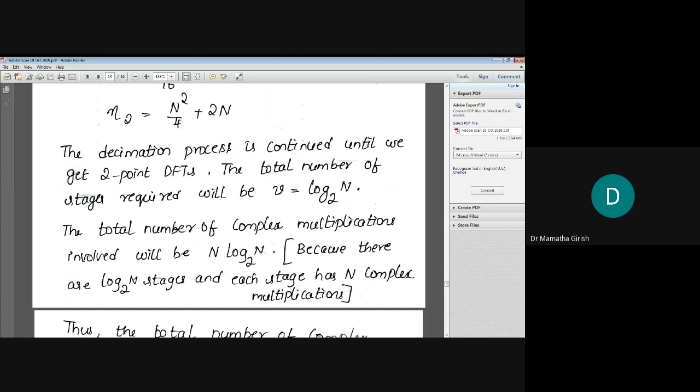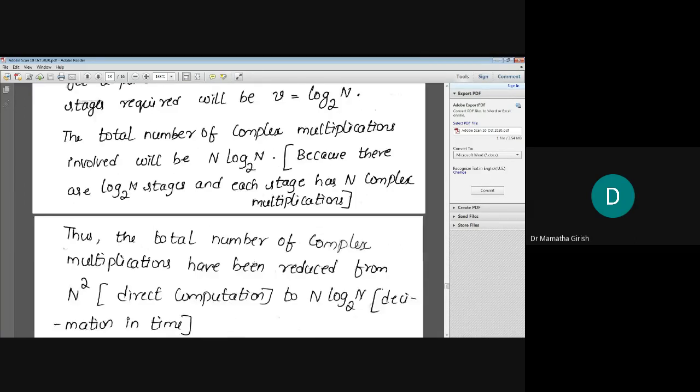If it was an n-point DFT, I require n into n. If it is an n by 2-point DFT, I require n by 2 whole square, and so on. Accordingly, the total number of complex multiplications required would be equal to n multiplied by the number of stages. That number of stages is given by log n to base 2.